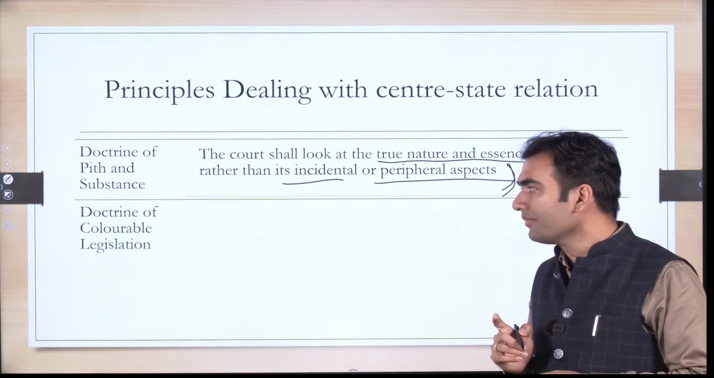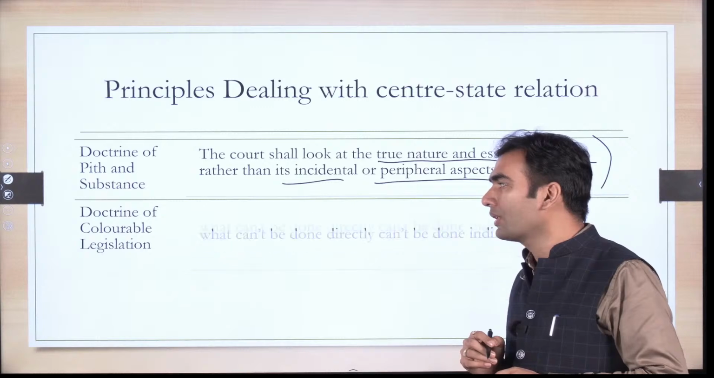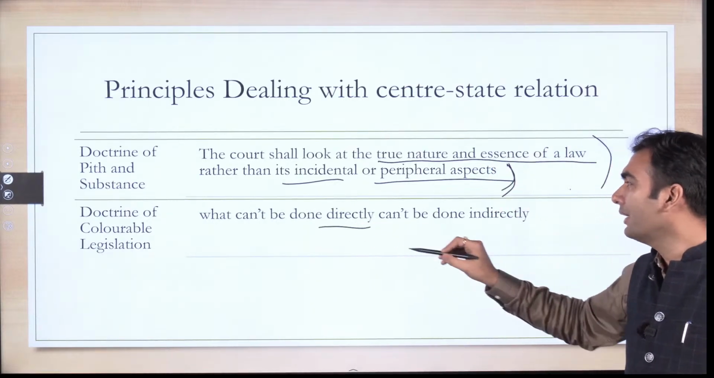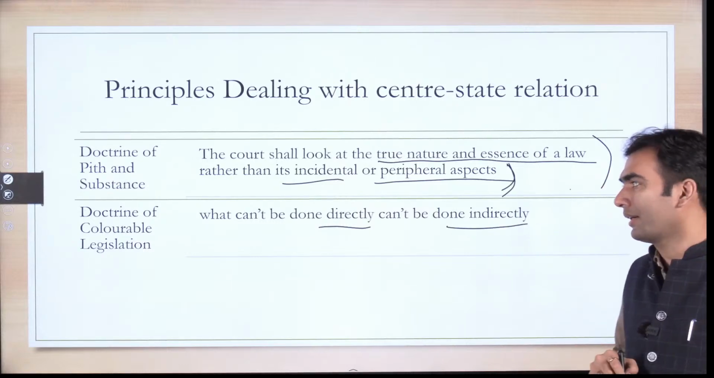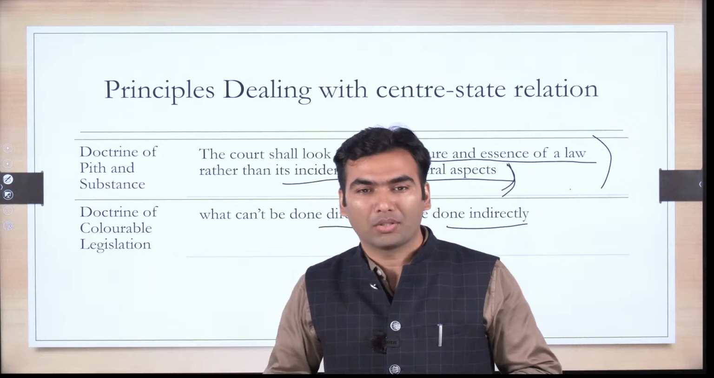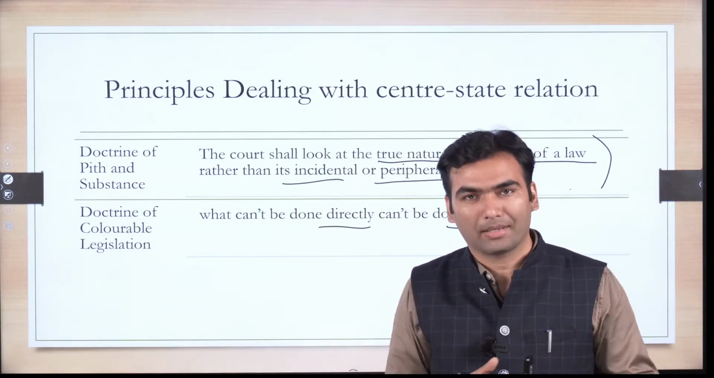Okay. Next is the doctrine of colorable legislation. This simply says that you cannot color a legislation. What you are not allowed to do directly, you can't do indirectly. This is also a doctrine which might have been useful in the case of farm laws, because on agriculture, the union was not allowed to legislate directly.